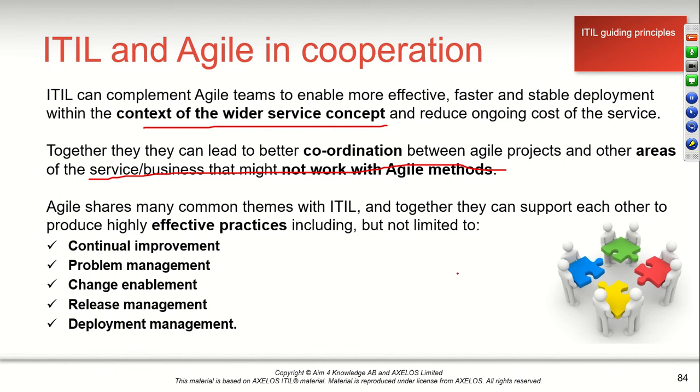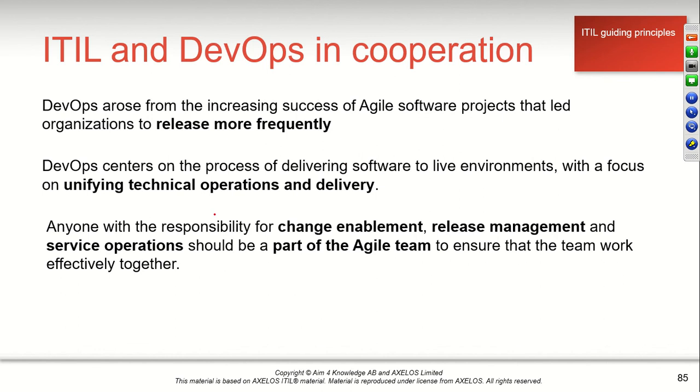Agile shares common themes with ITIL. What are the common things that we have? They support each other to produce highly effective practices. So examples of what is common between ITIL and Agile: continual improvement. It's key to ITIL, it's also key to Agile. Problem management is part of ITIL, part of Agile. Change management is part of ITIL, part of Agile. Risk management is part of ITIL, part of Agile. Deployment management is also in Agile, also in ITIL as well.